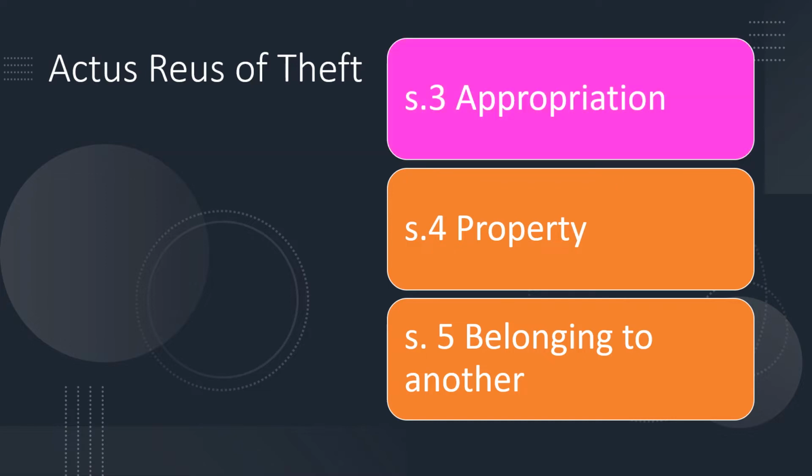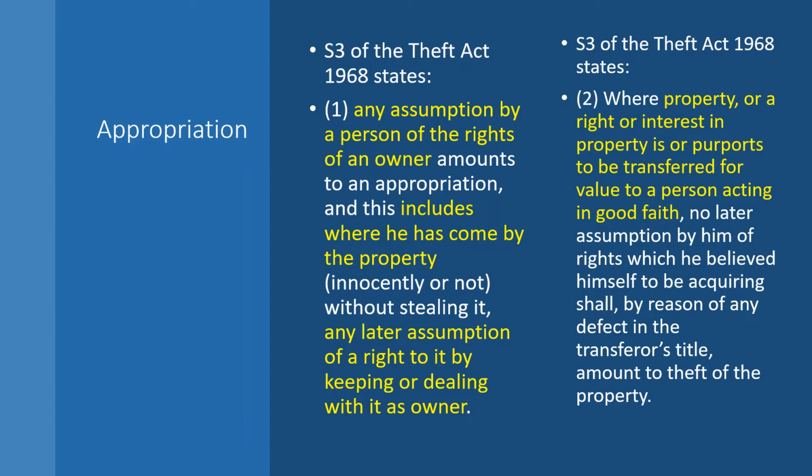So we will begin with appropriation, which is dealt with under section 3 of the Act. Now, it can get a bit wordy. Of course, we're going to deal with it now. We're going to explain what it says, what it means, and in a nutshell. So appropriation in section 3 of the Theft Act states under section 3 subsection 1, any assumption by a person of the right of an owner amounts to an appropriation, and this includes where he's come by the property either innocently or not without stealing it, and any later assumption of it or right to it by keeping or dealing with it as its owner.